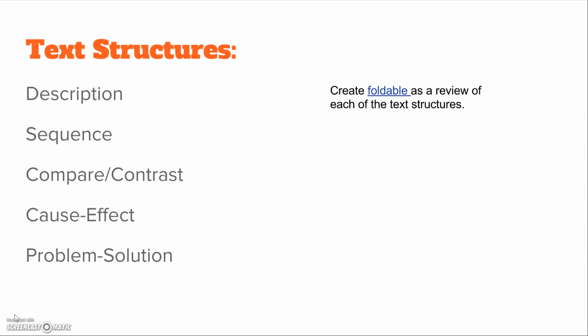We're going to take a little bit of time and look in detail at the different types of text structures: description, sequence, compare, contrast, cause and effect, and problem solution. For this, students will create a foldable as a review of each of the text structures as we go through this presentation. See attached for the foldable.